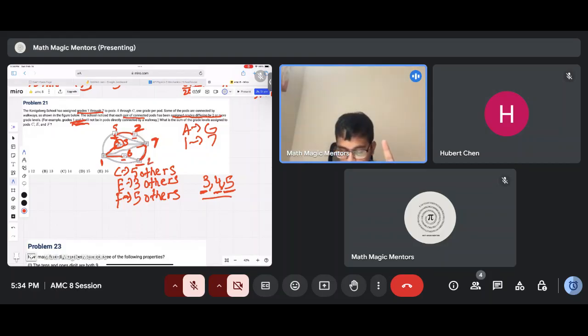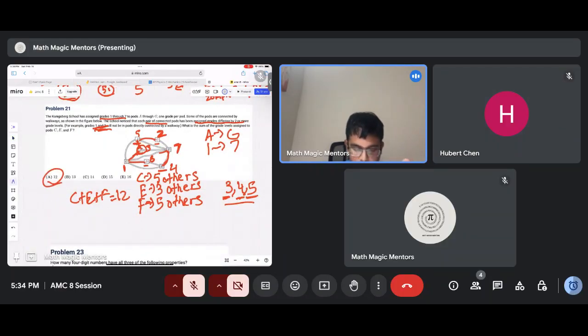So we know that E is four, the only number remaining, and so we know that C plus E plus F will give us 12. So yeah, that's the answer.